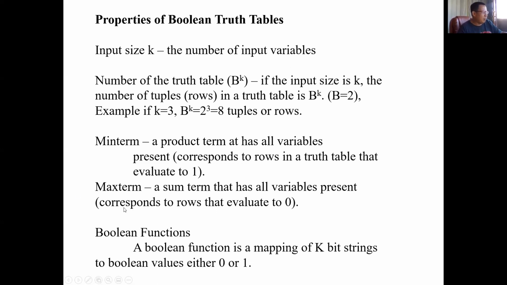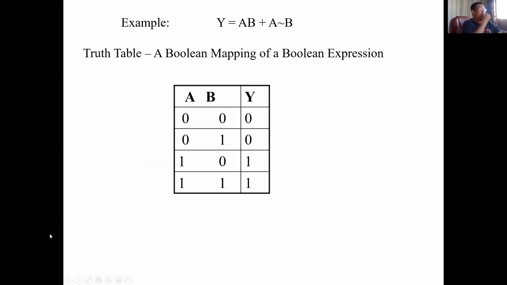A Boolean function is a mapping of k-bit strings to either 0 or 1. Let's have an example. For example, this is a Boolean function: Y is equal to AB plus A not B. So this is like an algebraic function, right? But our variables can only assume the value 0 or 1, unlike in simple algebra, where variables can have a wide range of values. Do you follow? Okay.